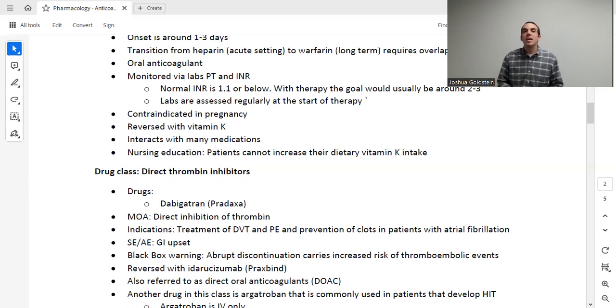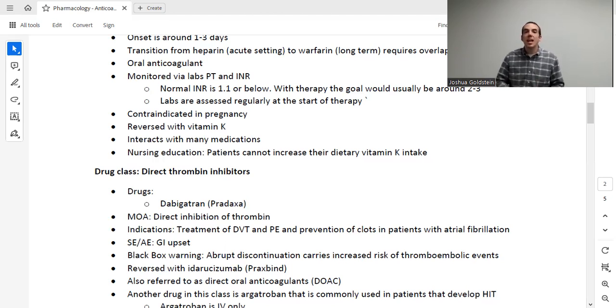A normal INR is 1.1 or below. When a patient is on warfarin, in order to show that the warfarin is therapeutic, that it's properly anticoagulating them, we want the INR to be at 2 to 3. Okay, some books may have a slight variation on that, but generally 2 to 3 is the correct answer.